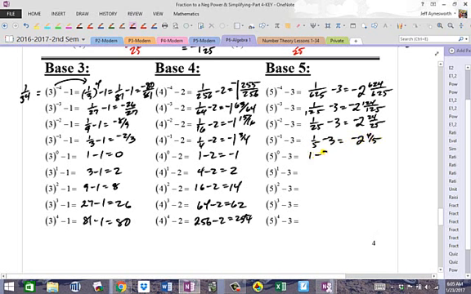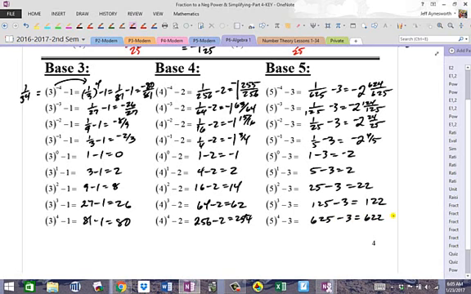5 minus 3, just 2. 25 minus 3, which is 22. 125 minus 3 is 122. And 625 minus 3, which is 622. Challenging, but if you put your mind to it, I know you guys can do it, okay? And then I think that's it. I think. Let's see.